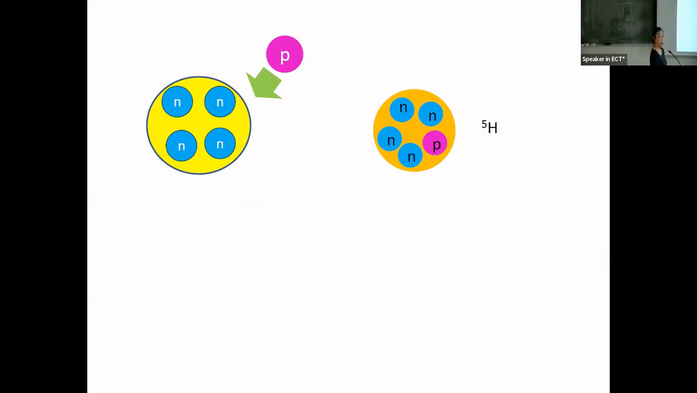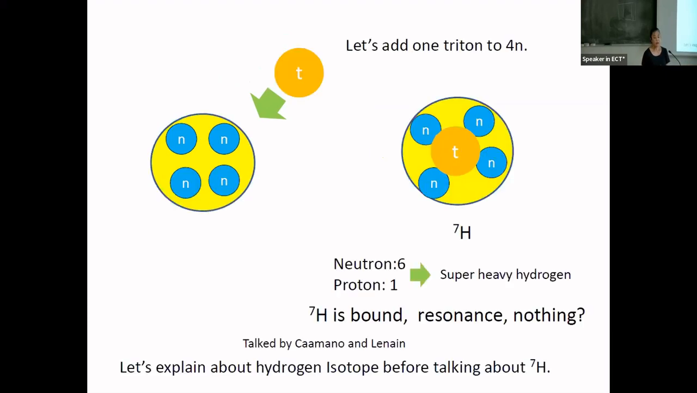That is also hydrogen 5. And what is the situation, experimentally or theoretically? Today I would like to discuss with all of you this situation from the theory side and experimental side. We can also add a triton cluster to this 4 neutron state. This is hydrogen 7. You can see here the number of neutrons is 6 and the number of protons is 1, so we can call it a super heavy hydrogen. Now we have a question: is the hydrogen 7 ground state a bound or resonance state, or nothing happening?